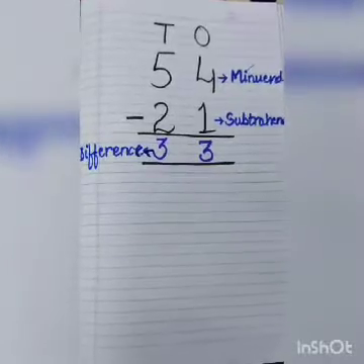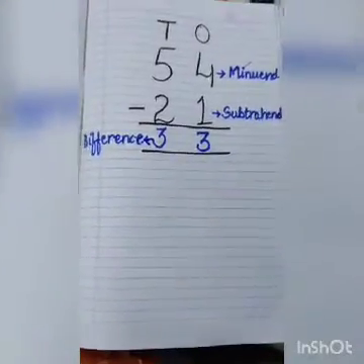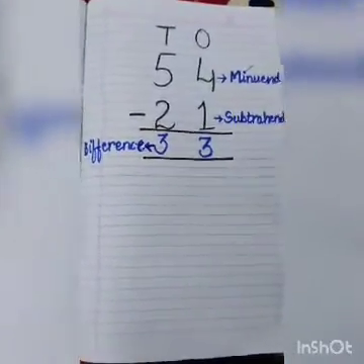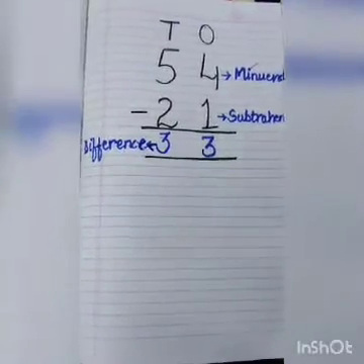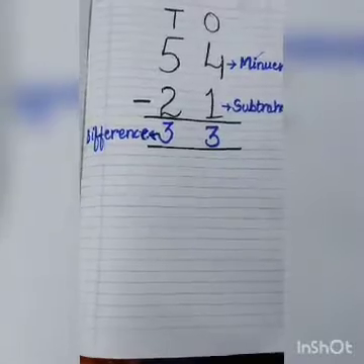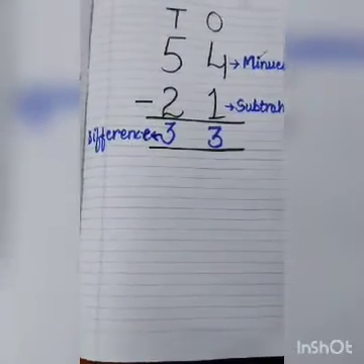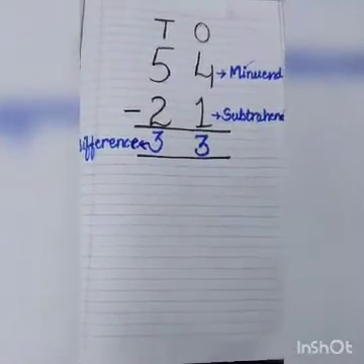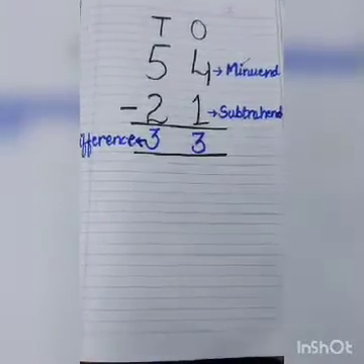So 54 is the minuend here, 21 is the subtrahend, and the answer after subtraction is called difference. So 33 is the difference. Let's move ahead with the other concept.